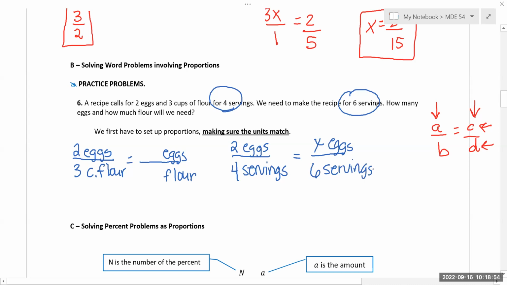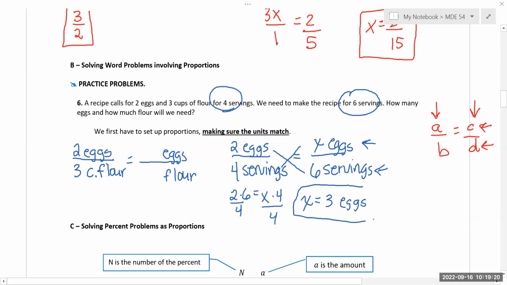So I need to make sure that I can label across. Those are servings. These are eggs. Batch 1, batch 2. Okay. So what I end up getting for eggs is when I cross multiply, I get 2 times 6 equals x times 4. And so I need 3 eggs.